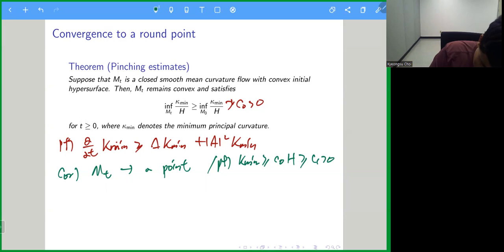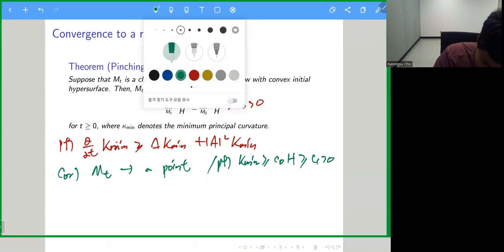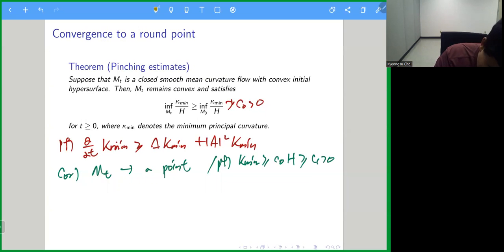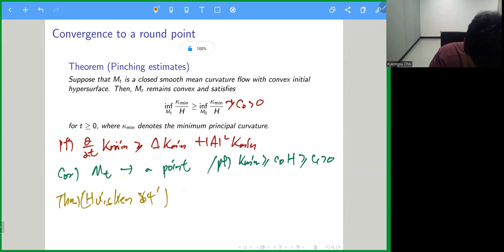Actually, one can work very hard. So I don't want to tell the details because this is pretty difficult. So we can show that a convex closed flow converges to a round sphere after rescaling.